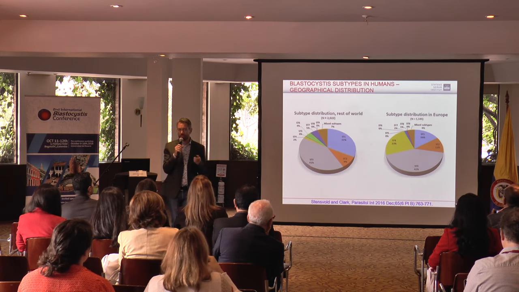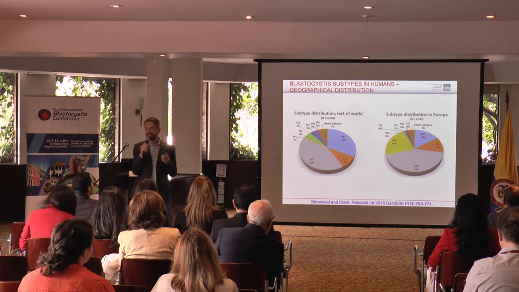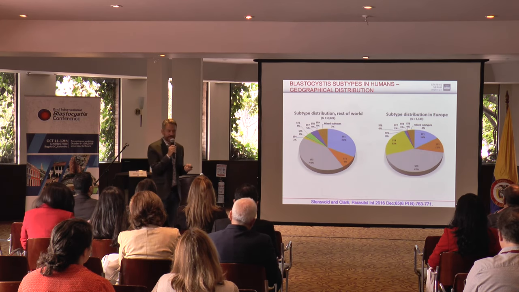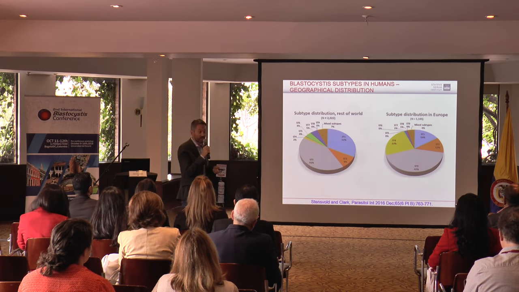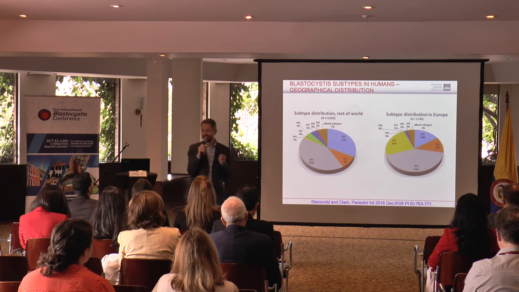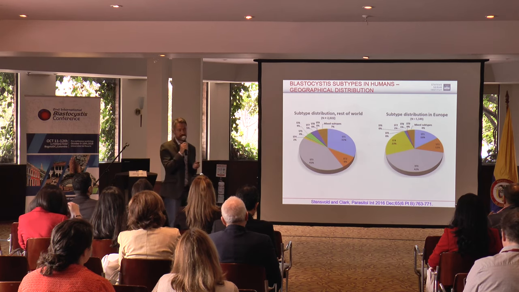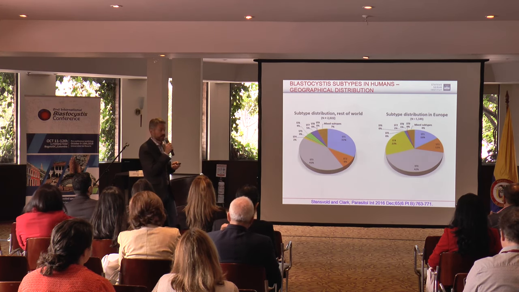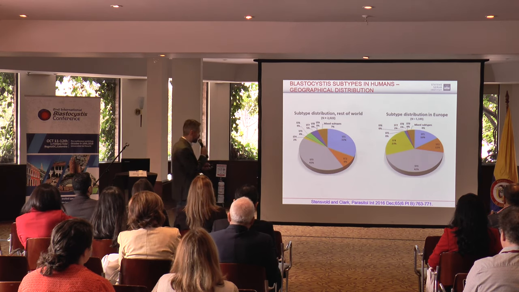So please just try and have this in mind, because it's very likely that you will find sequences that you think, oh God, this must be a new subtype. But please have this in mind and try and sequence the entire small subunit RNA gene if you suspect that you might have a new subtype.